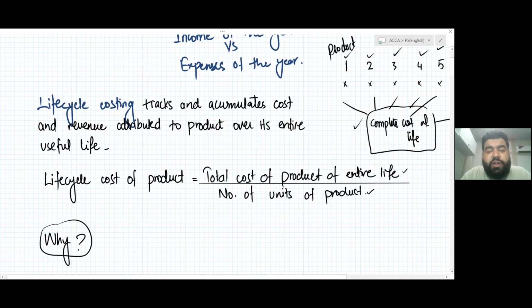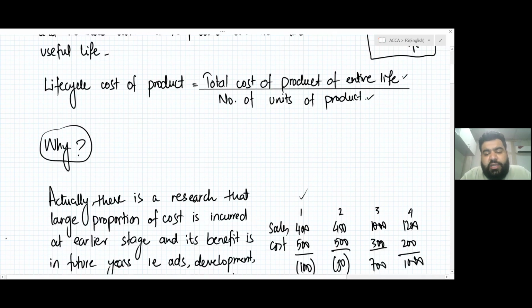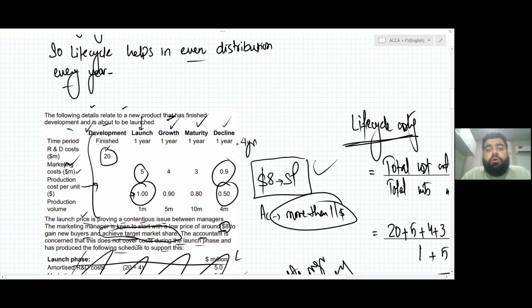What is the benefit of that? Obviously, when you take the cost of the complete life and divide it by the units of the complete life, you will get the average cost per unit, and it will help you to identify that cost. That is an average cost. If you are selling for more than that cost, obviously you will earn a profit over the life.